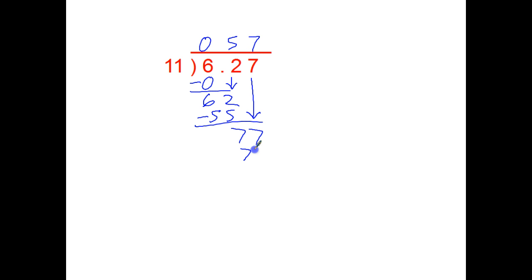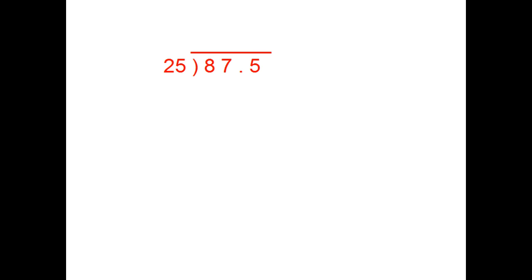6.27 divided by 11 does not go into 6, but it will go into 62 5 times. 5 times 11 is 55. I got a 7. Bring down my other 7. Oh, nice. It's going to come out pretty. 7 11s is 77. Nothing left over. Put my decimal in. 0.57. Also said as 57 hundredths.